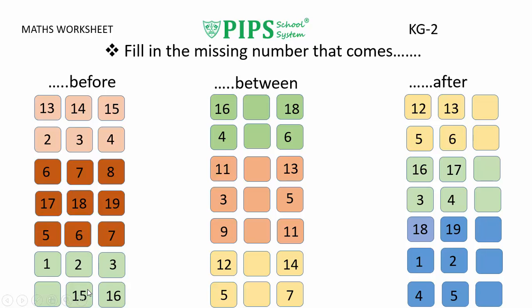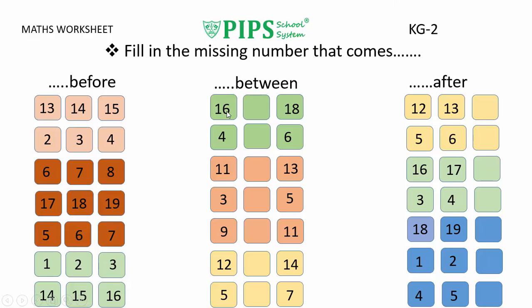Let us find the number which comes before 15. Start counting from 11, 12, 13, 14, 15. 14 comes before 15. So we will write the number 14 in the empty box like this. Now students, read with me. 14, 15, 16. KG2 students, let us find the number between.